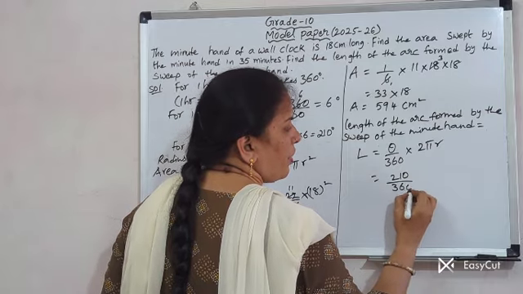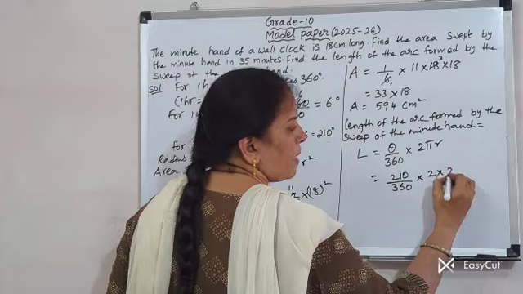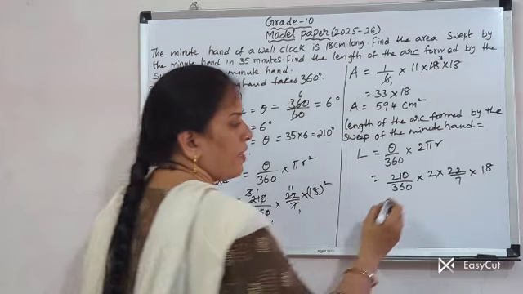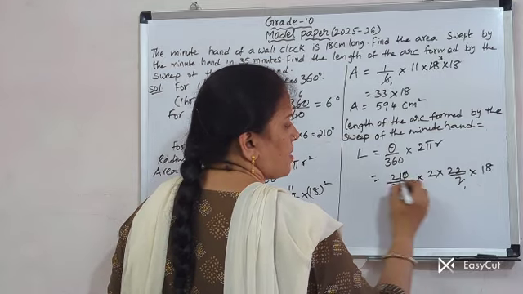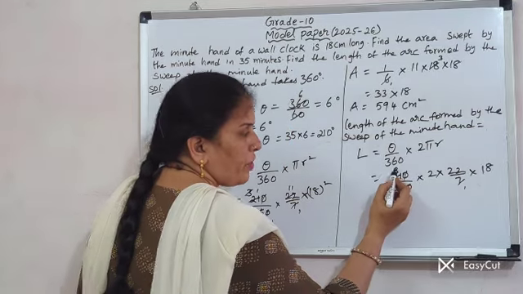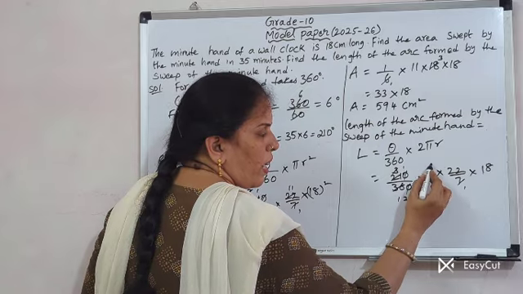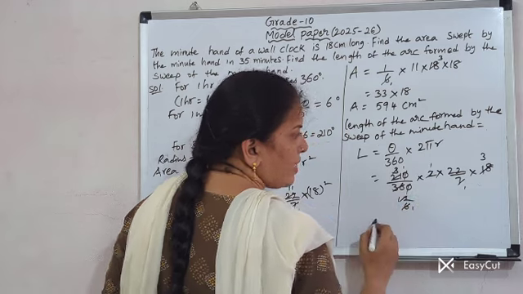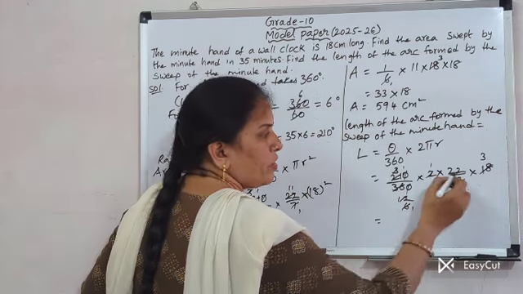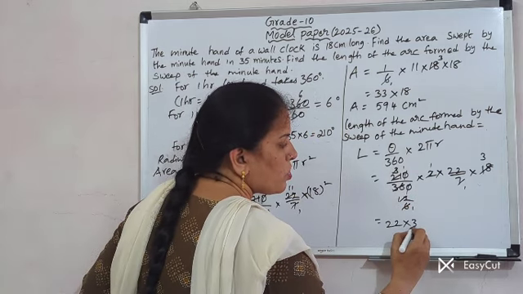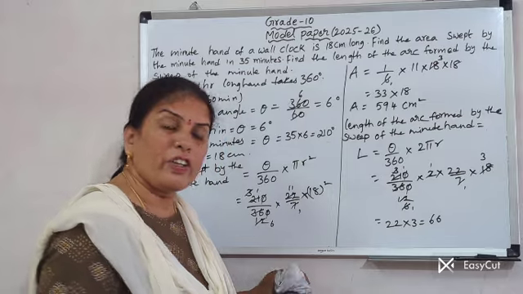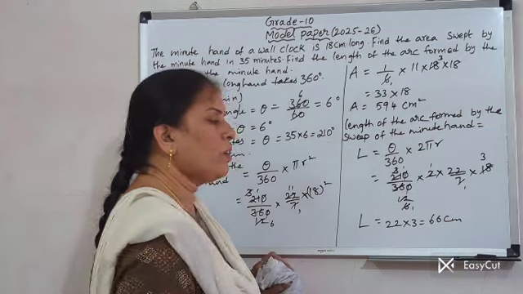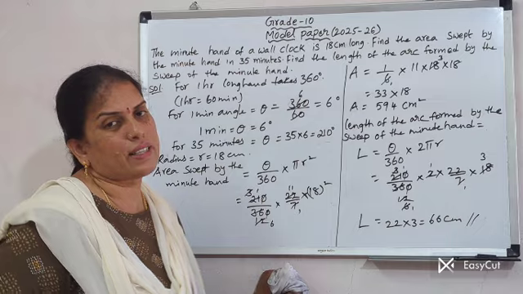By 360 into 2 into pi means how much? 22 by 7 into r means 18. Cancel here. 0, 0. 7 ones. 7 threes. Okay. 3 ones. 3 12s. 2 ones. 2 6. Okay? 6 ones. 6 threes. Very easy. Cancellation here. Be careful. 22 into 3. So, 66. What are the units for length? Centimeters only. So, length of the arc is equal to 66 centimeters.